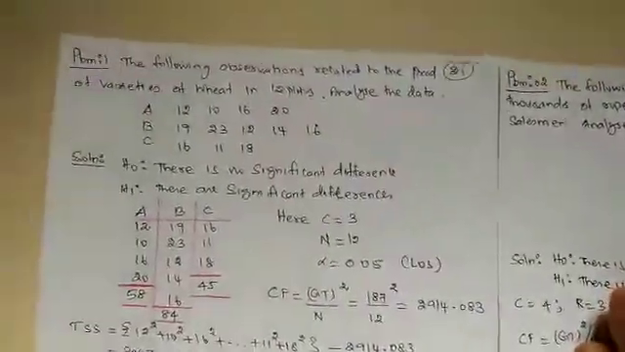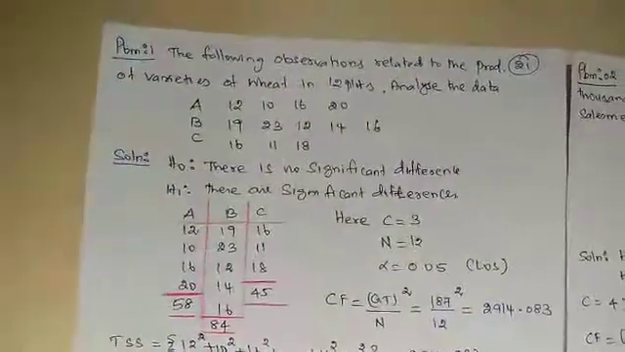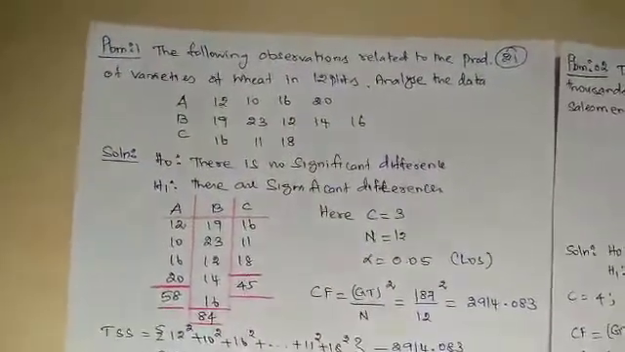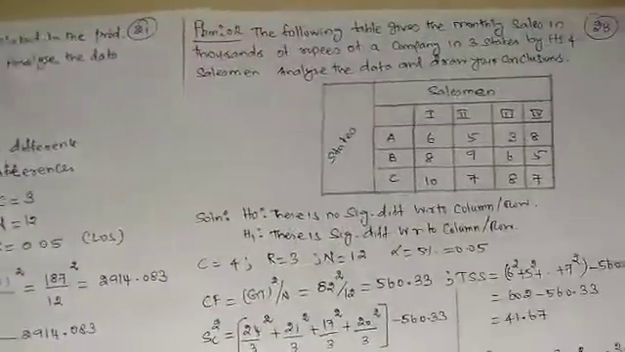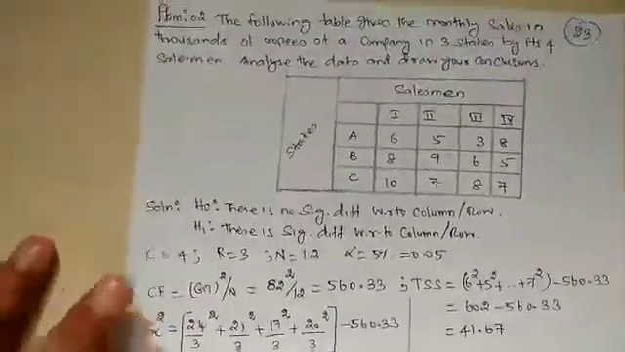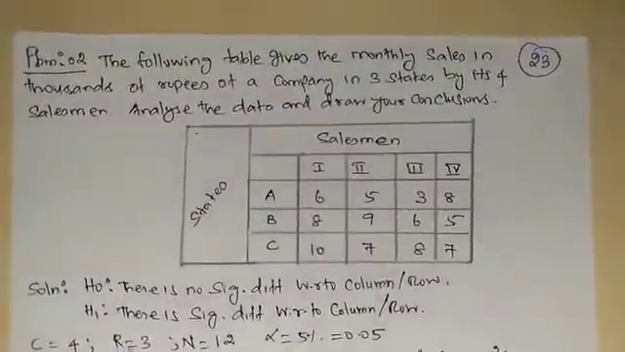Hope you remember, even sometimes they may give it in a row. You have to write in terms of columns. But here as such we can proceed. So this is the problem we are going to do. This is the given problem.